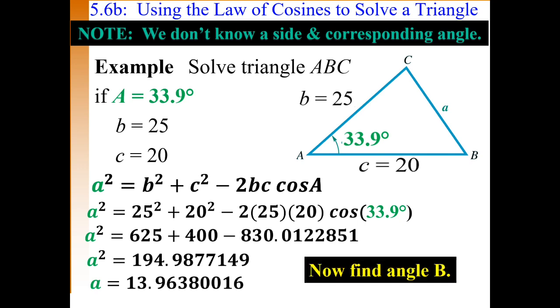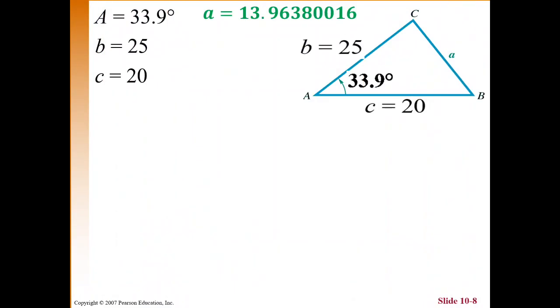We still need to find angle B and angle C. Let's go ahead and find angle B. You may be tempted right now to use the law of sines because you have angle A and side A. But remember, you cannot use the law of sines to find an angle measure unless the original given information had a side and a corresponding angle.